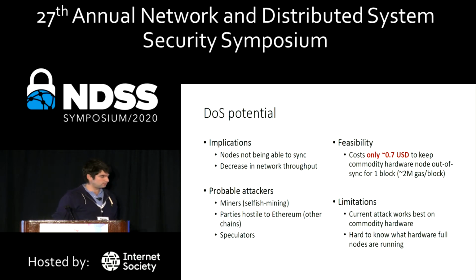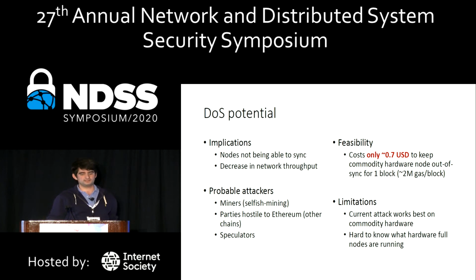Given this, we thought about how this could be a problem and about the implications of such programs. Implication-wise, this would mean that at this rate, a lot of nodes at least would not be able to keep up with the block production pace, so they would just get out of sync. And this could very likely result, as it did in previous attacks, in decreased throughput and a decreased block production rate.